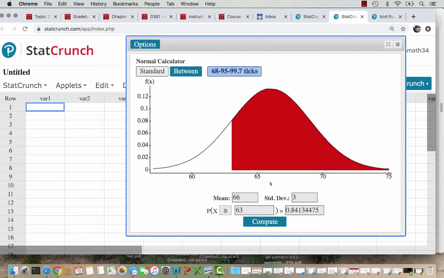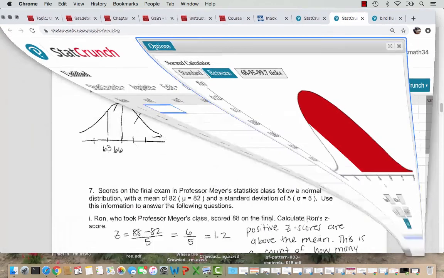Either way is okay for me. You can write a note if you want to say I did StatCrunch. And if you're typing on your exam, you could take a screenshot of this in StatCrunch and paste that in if you like. If we click on the 68, 95, 99.7 ticks, it draws in what we saw in our distribution with 66 as our center, and then 63 is when we go down 1 standard deviation.